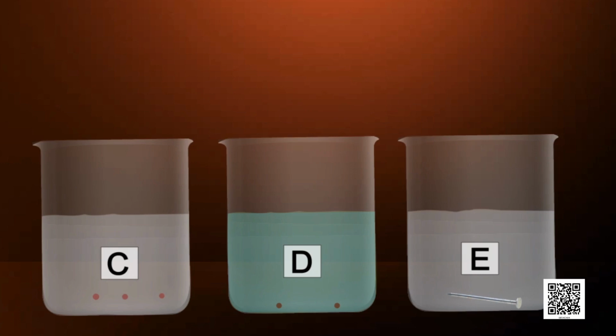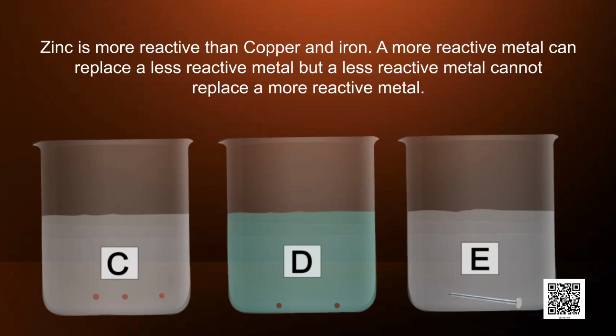Beaker C and beaker E have zinc sulfate solution, but zinc is more reactive than copper and iron, and a more reactive metal can replace a less reactive metal, but less reactive metals cannot replace more reactive metal. That is why copper and iron cannot replace zinc from its salt solution.